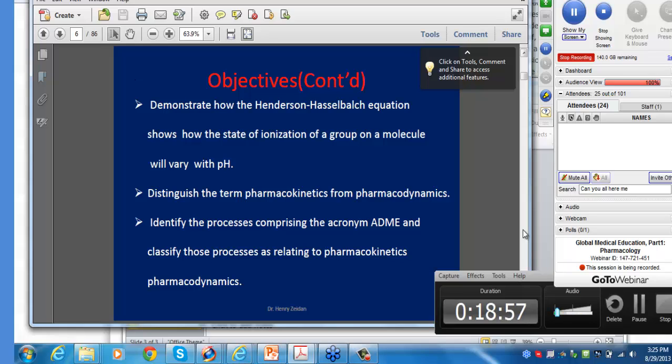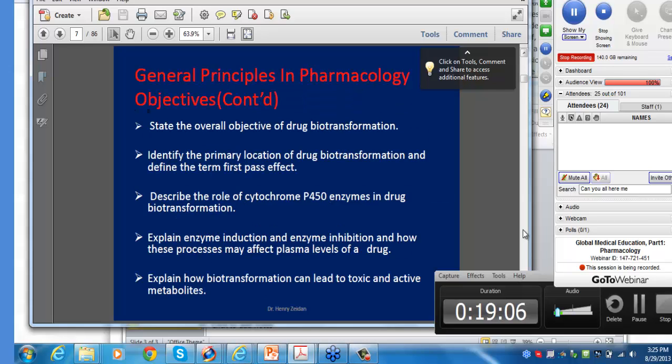Identify the processes comprising ADME, classify them according to the pharmacokinetics and pharmacodynamics parameters. When we address pharmacokinetics, we're interested in biotransformation. We're interested in bioavailability of the drug. So we have to address phase 1 and phase 2 of the drug. We address various routes for drug administration and what it means in terms of their bioavailability.